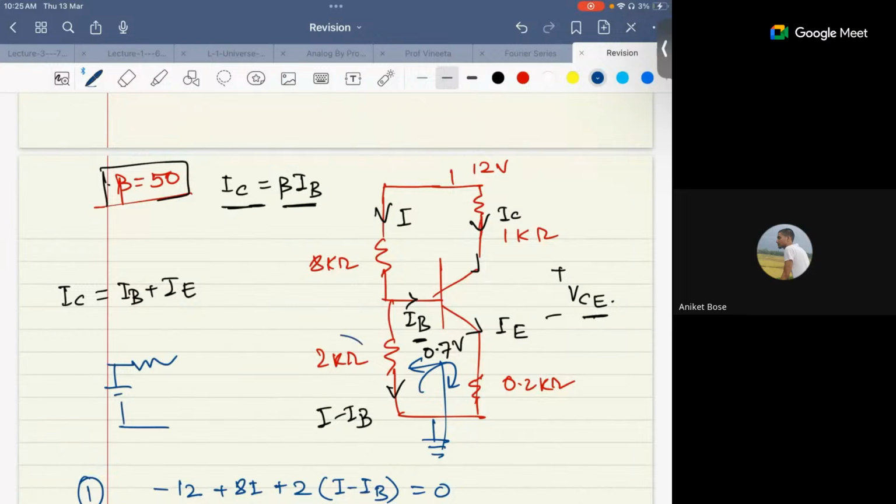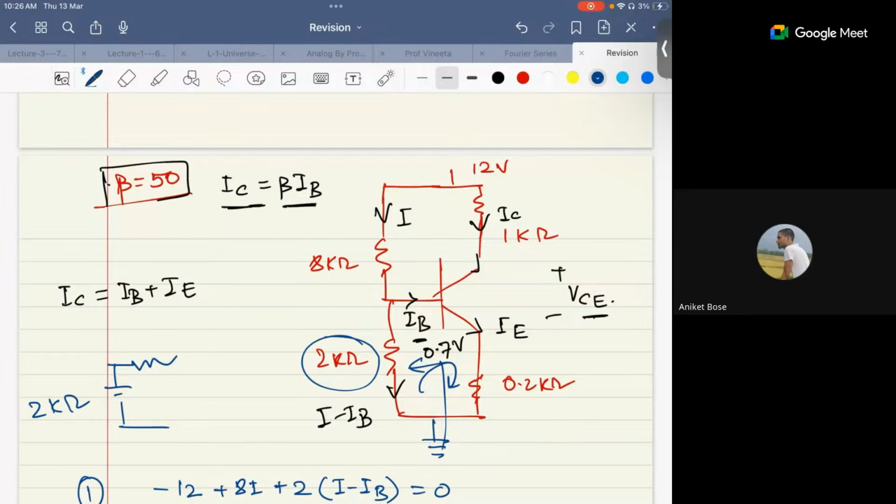Potential across the 2 kilo ohm. But again, you can't write the Thevenin because you have IB, right? If you have IB, then how will you write? Then you can't write. If you don't have it, then you can directly use the voltage divider rule.